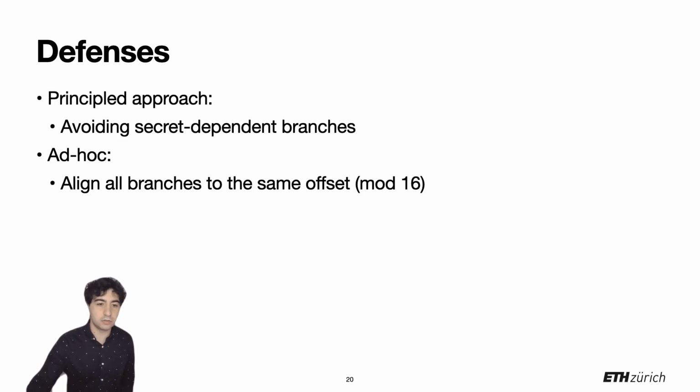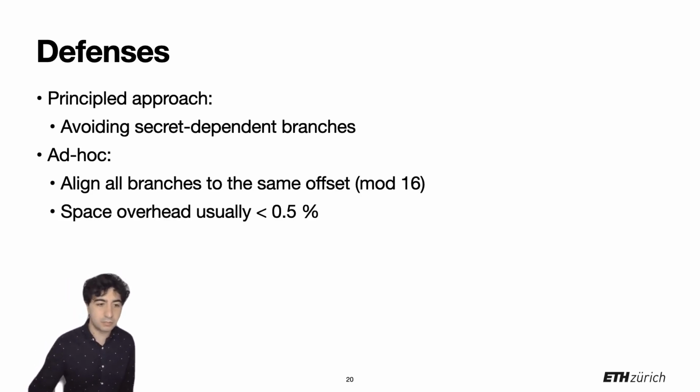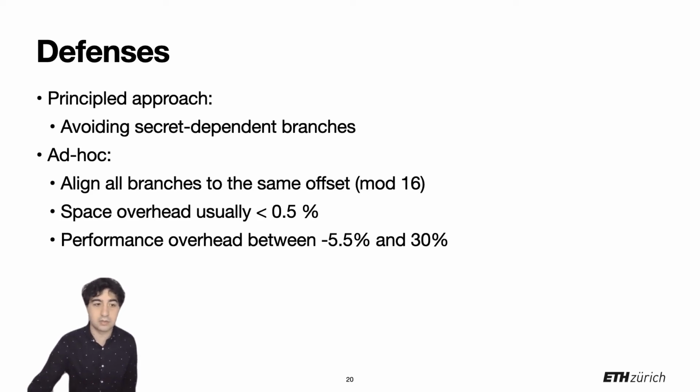So the simplest one is to just align the code to the same offset modulo 16, because as we have seen, the attack success rates for this particular code are very low. We have evaluated the space overhead and the performance overhead of this defense, and we have noticed that the space overhead is very small. And interestingly, with this defense enabled, sometimes the code was actually faster than without the defense.